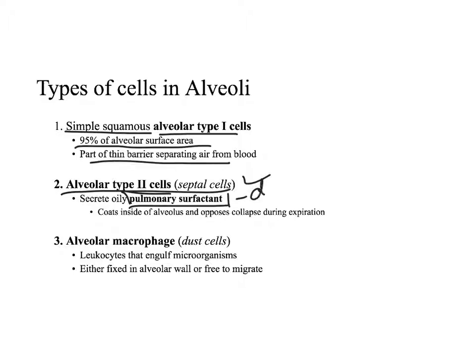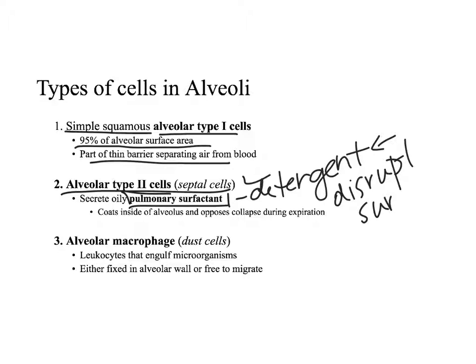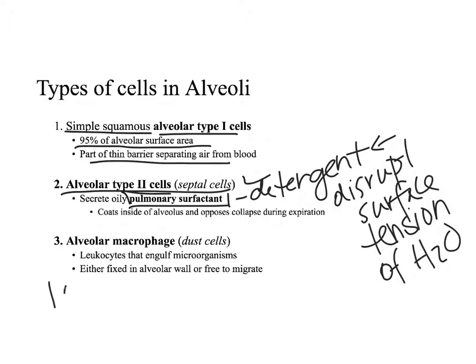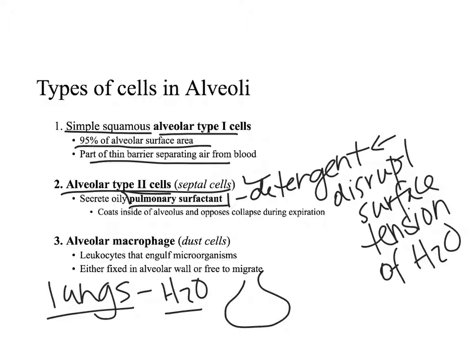A surfactant is like a detergent, and the idea behind the detergent is it's going to disrupt the surface tension of water. So I want you to think about it. Our lungs, the alveoli, are covered in water. We have these sacs, and there's a sac lined with water.